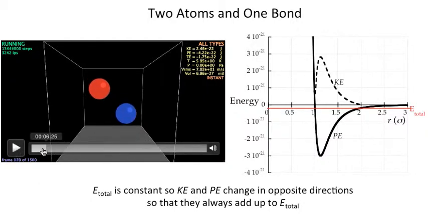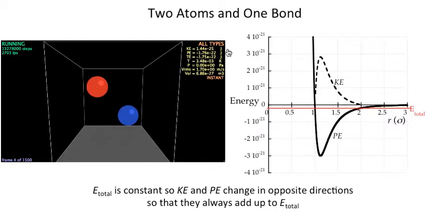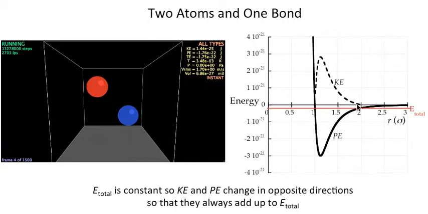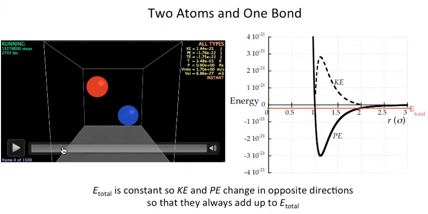We started out with potential energy and total energy about equal. That's right there. As we move these two closer together, so I'm moving to the left along this horizontal line where r measures the distance between them, the potential energy goes down, the kinetic goes up, and you can see that up here in these numbers. Potential energy is going to go down. It starts at minus 1.76 times 10 to the minus 22. It'll go down when I bring them closer together.